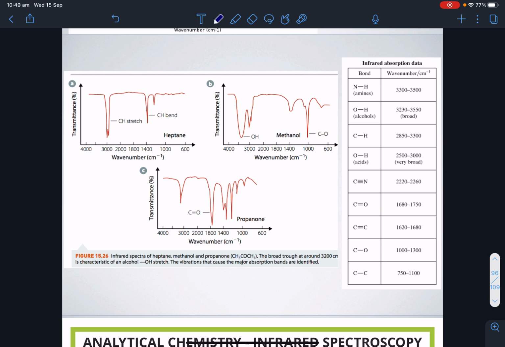So, heptane, methanol, and propanone. Okay, heptane, nice and simple, just those CH bends and CH stretches. Notice how with an alcohol now, we get that signature alcohol group. Yes, we've got that CO bond there. That's the big teller. Here, we've got no alcohol, but we've got a carbonyl, so we've got an aldehyde or a ketone. That's as much as infrared's going to tell us though. We've reached its limit.